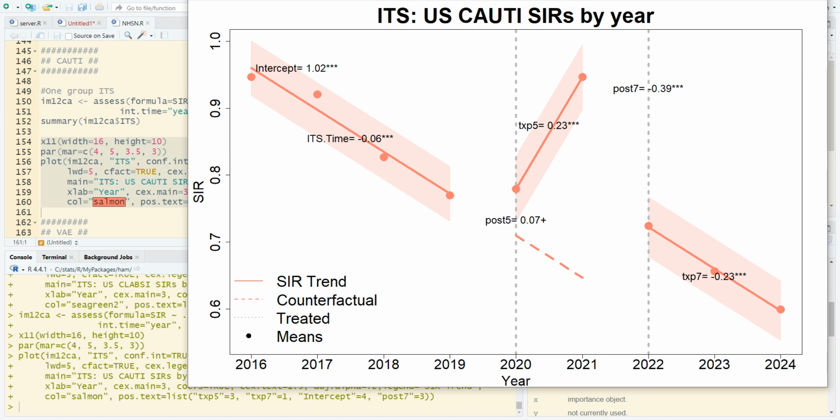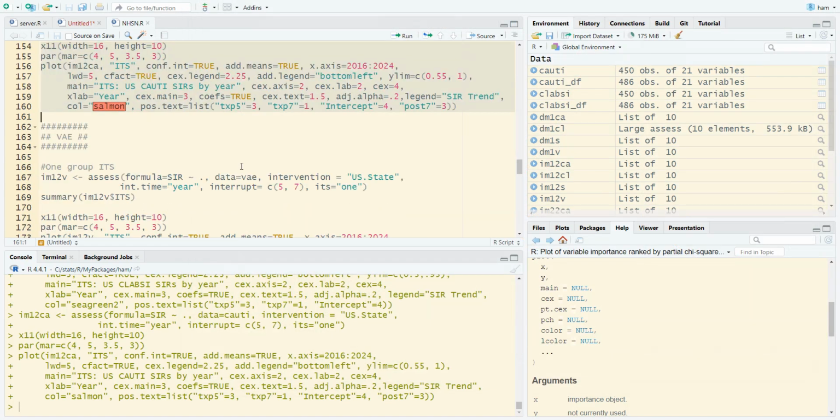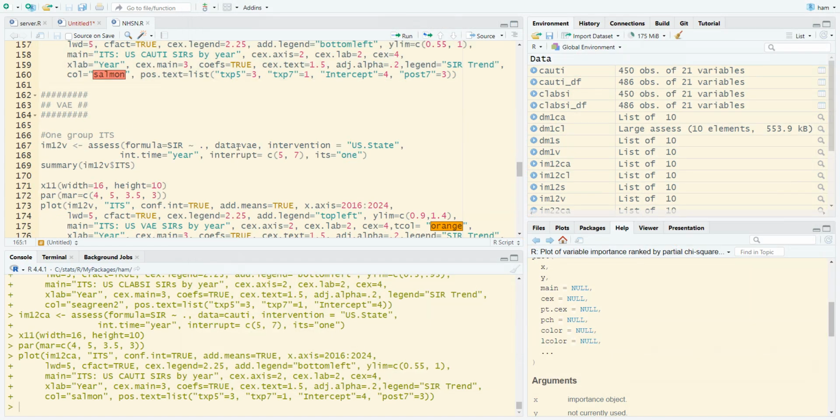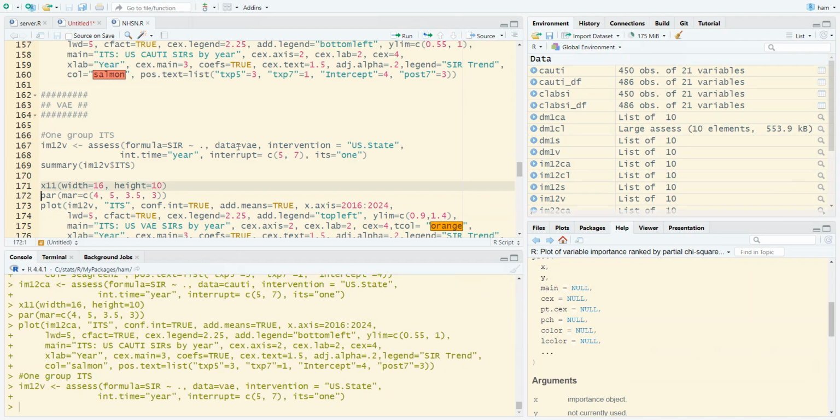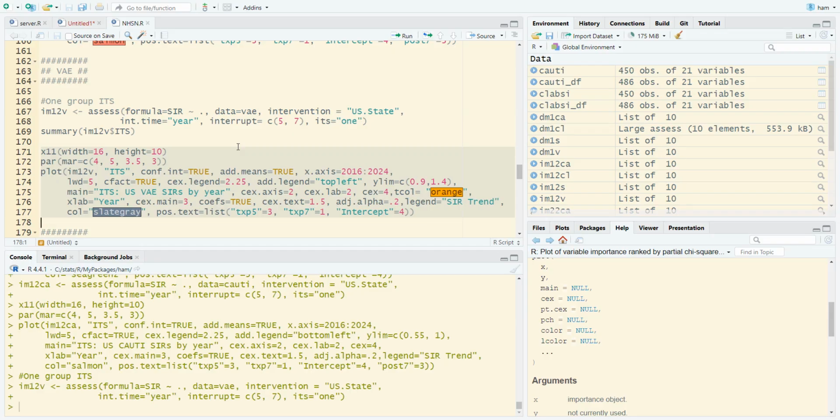Okay, so we'll close this for now. Now we're going to go to VAEs. Run the model. Now we're going to produce a graph.